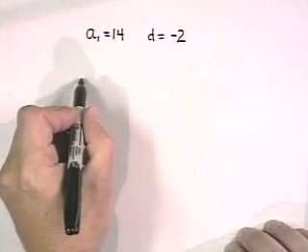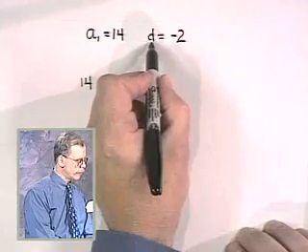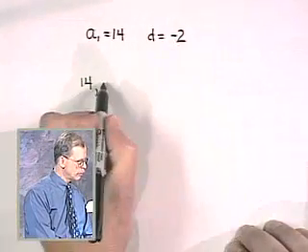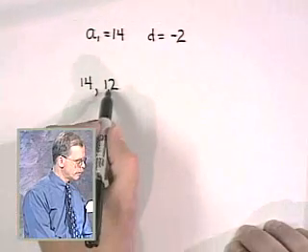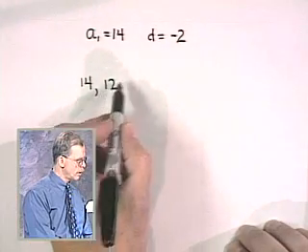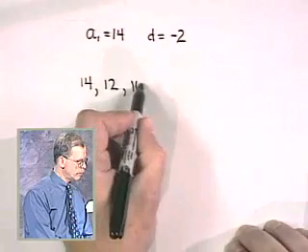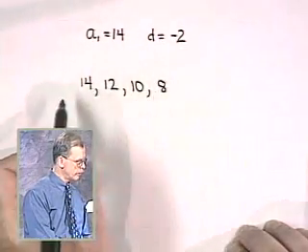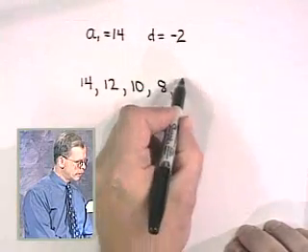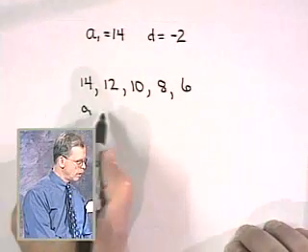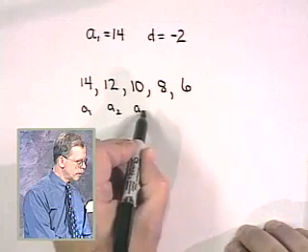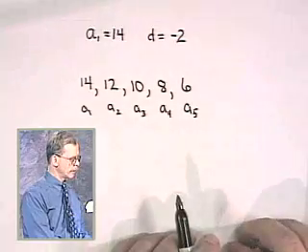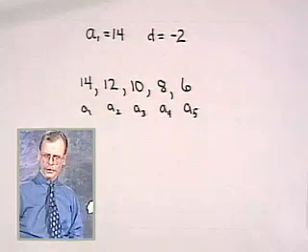Now that we know a1, the first term, we can write all the 5 terms as required. a1 is 14. The common difference is -2. So 14 minus 2 is 12. 12 minus 2 is 10. 10 minus 2 is 8. And 8 minus 2 is 6. We've written a1, a2, a3, a4, and a5. And we've done our first 5 terms.